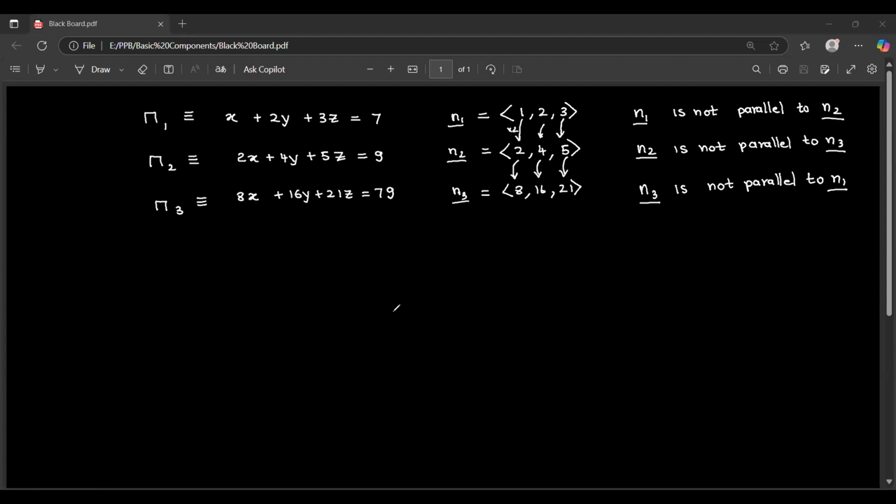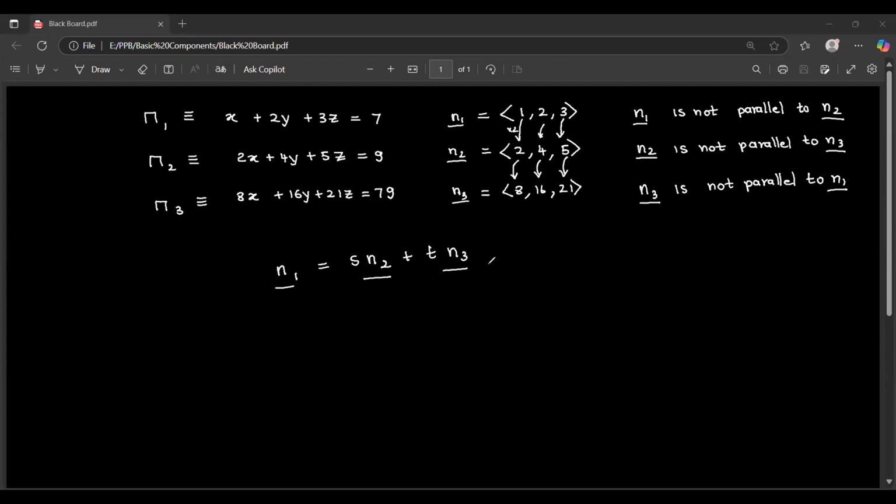So let's check for A type now. A type, I told you, right? If you can come up with N1 is equal to s N2 plus t N3, you're good to go. That's all you have to do. How can you do this?